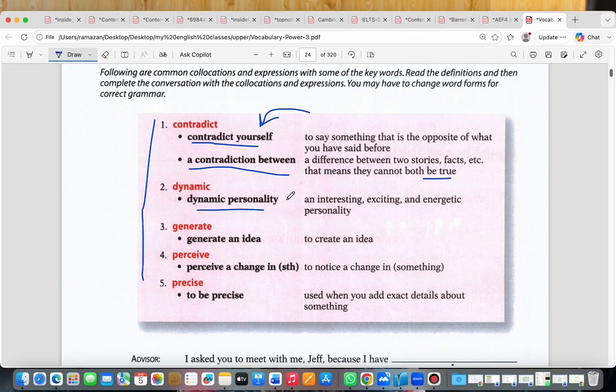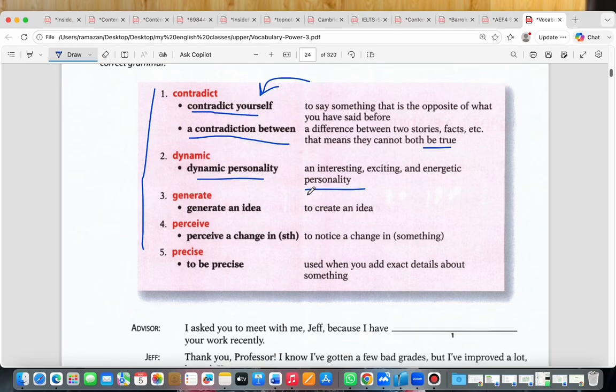Dynamic personality means an interesting, exciting, and energetic personality. For example, Mustafa has a dynamic personality, means he has an interesting, exciting, and energetic personality. Generate an idea, so this means to create an idea. For instance, I always generate an idea to take classes in a creative way, or I generate an idea to start a business.